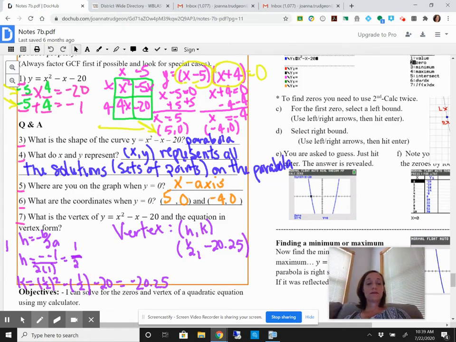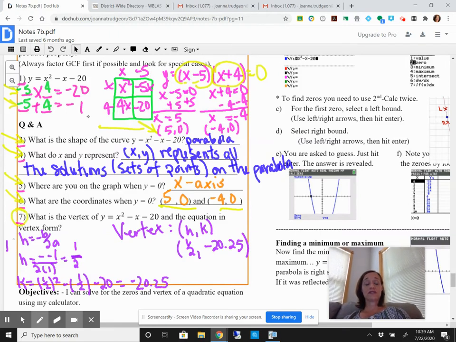Number 3 here, what is the shape? It's a parabola. What do x and y represent? This one might have been a little harder to answer, but x and y represent all of the points, right, or all the solutions on that parabola, and there would be an infinite number of them. Where are you on the graph when y equals 0? That's the x-axis. What are the coordinates when y equals 0? Well, those were the roots or the x-intercepts or zeros, whatever you want to call them, that we already found.